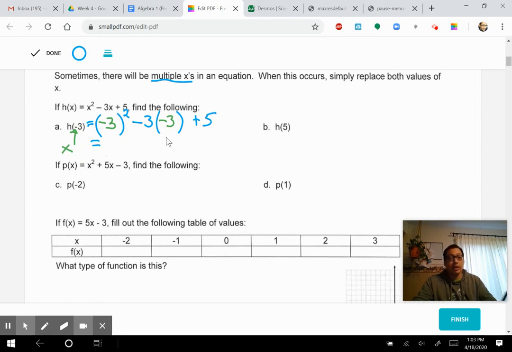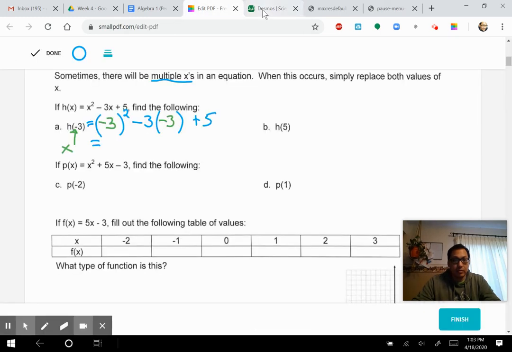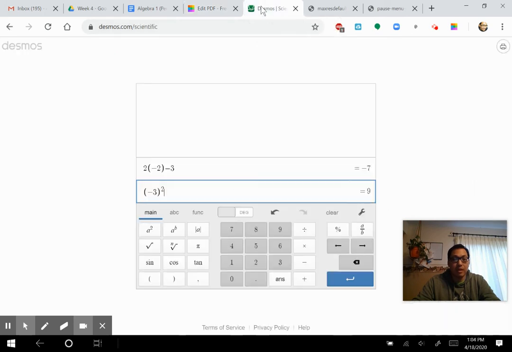Again, we could do this out mentally, or maybe just plug it into a calculator. So let me say -3 squared. What do we get here? -3 squared minus 3 times -3 plus 5. Okay, so our output is 23.